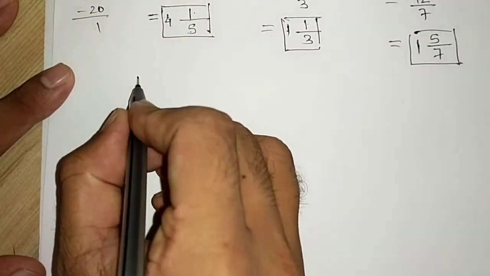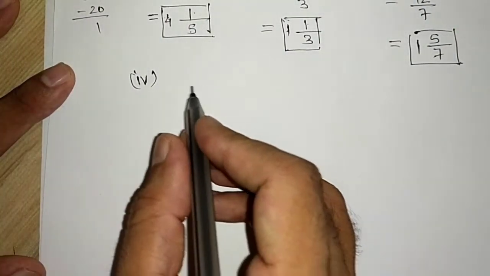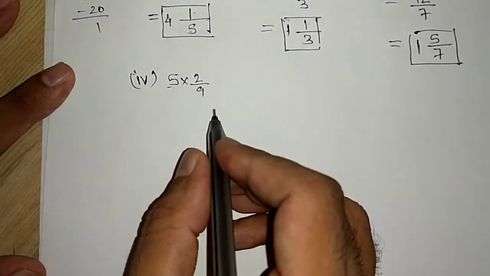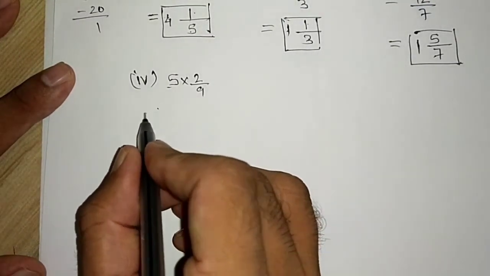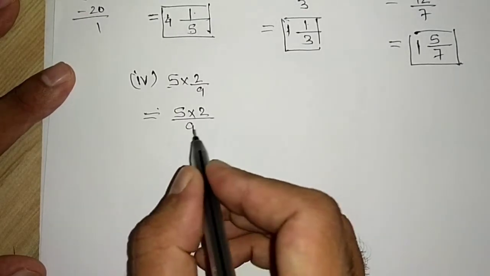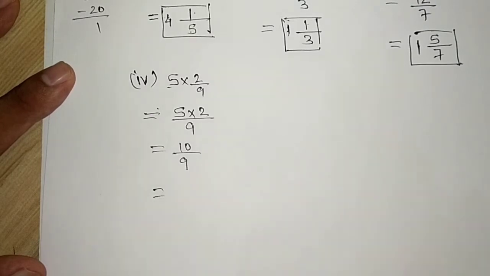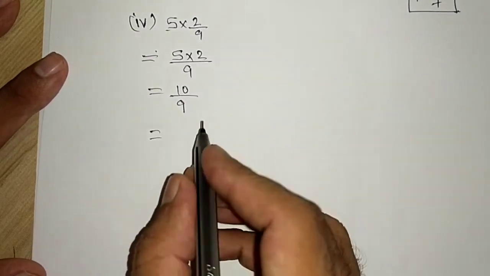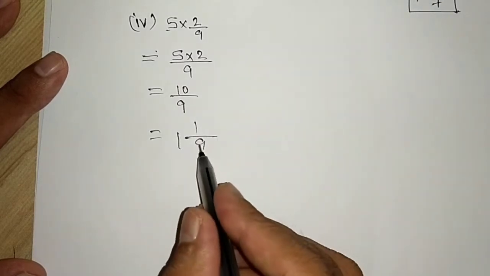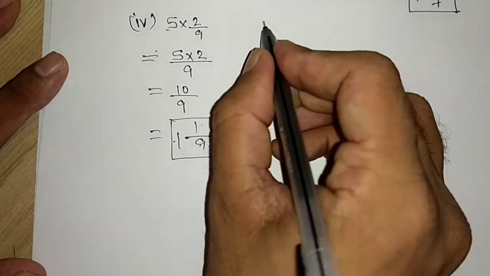Now moving to the fourth part. In the fourth part it is 5 into 2 divided by 9. So we will apply the same rule. 5 2s are 10, divided by 9, and converting into a mixed fraction we get 1 integer 1 by 9, because 9 1s are 9 plus 1, 10 by 9.